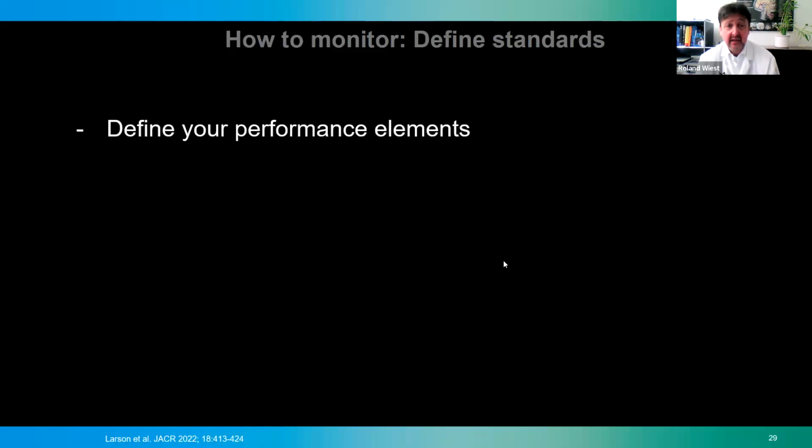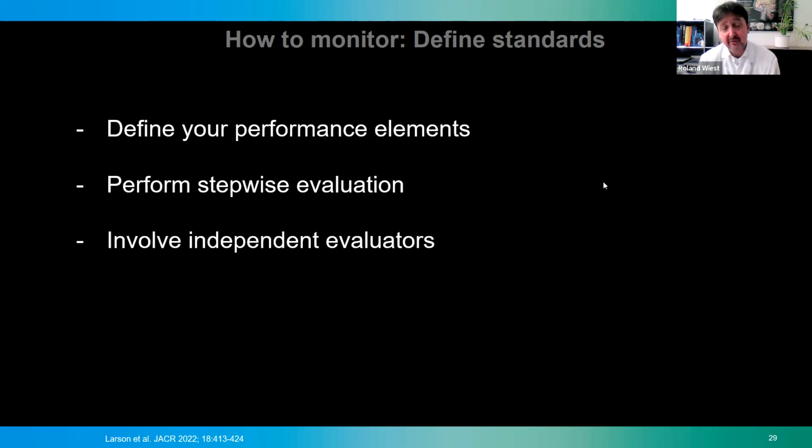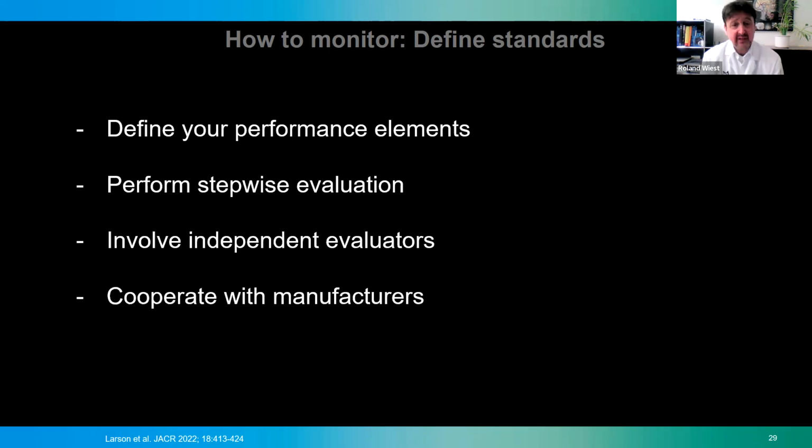We can do that by defining first our performance elements, secondly, by performing this kind of stepwise evaluation, looking first at the sequences, then at the reproducibility and the confidence of the model, and then at the end also looking at the individual performance of the readers. We need to involve, of course, wherever possible, evaluators that are independent and to cooperate with the manufacturers.